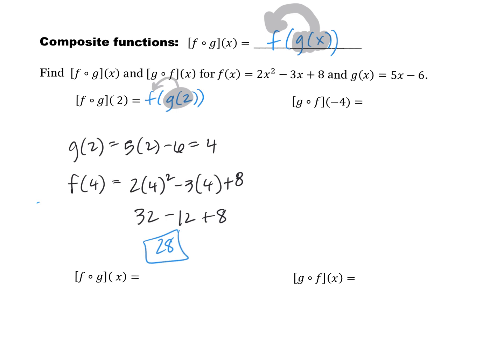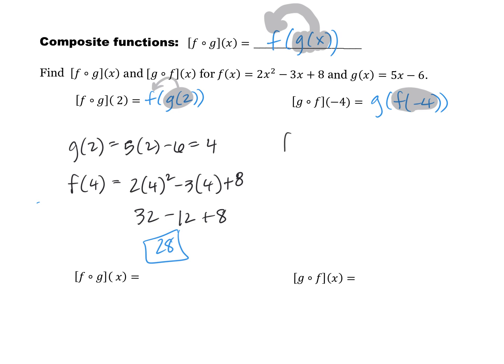Let's go flip it. What if I write it as g of f of negative 4? That's just going to be g of f of negative 4. That just means go find that negative 4 plugged into f first. Negative 4 plugged into f first.